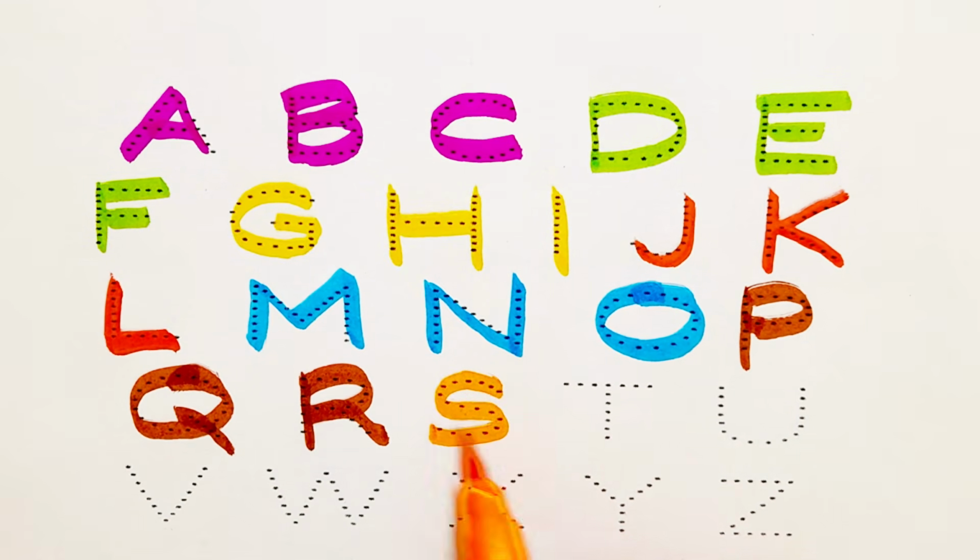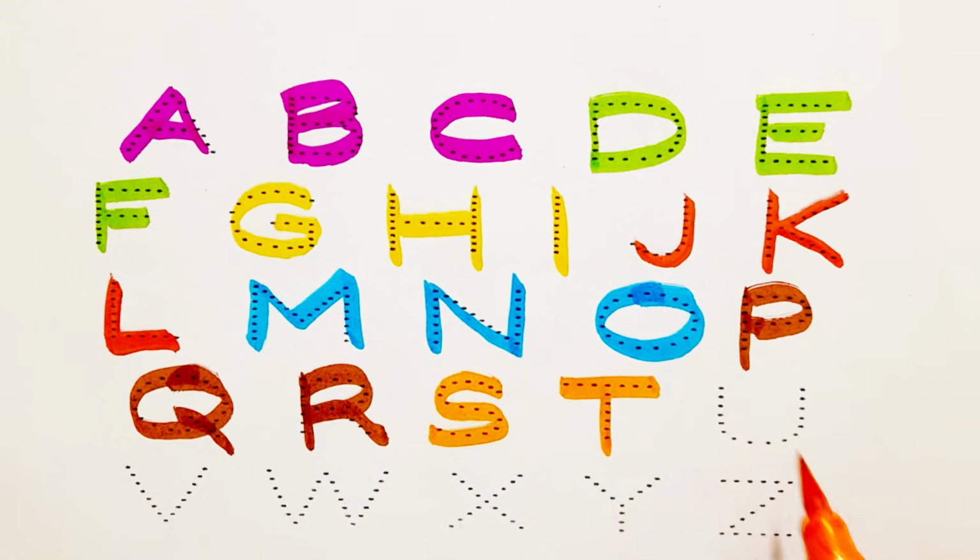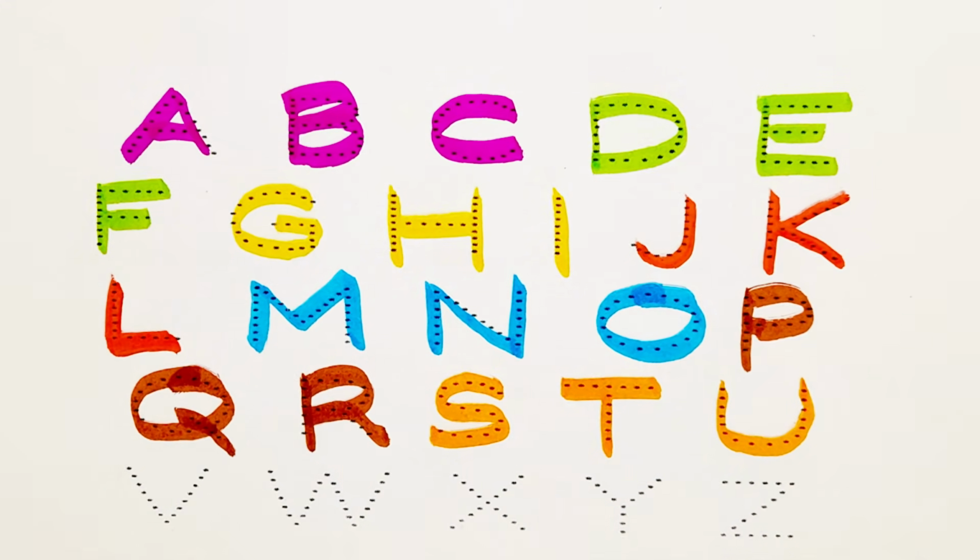Now orange color. S for ship, T for tiger, U for umbrella.